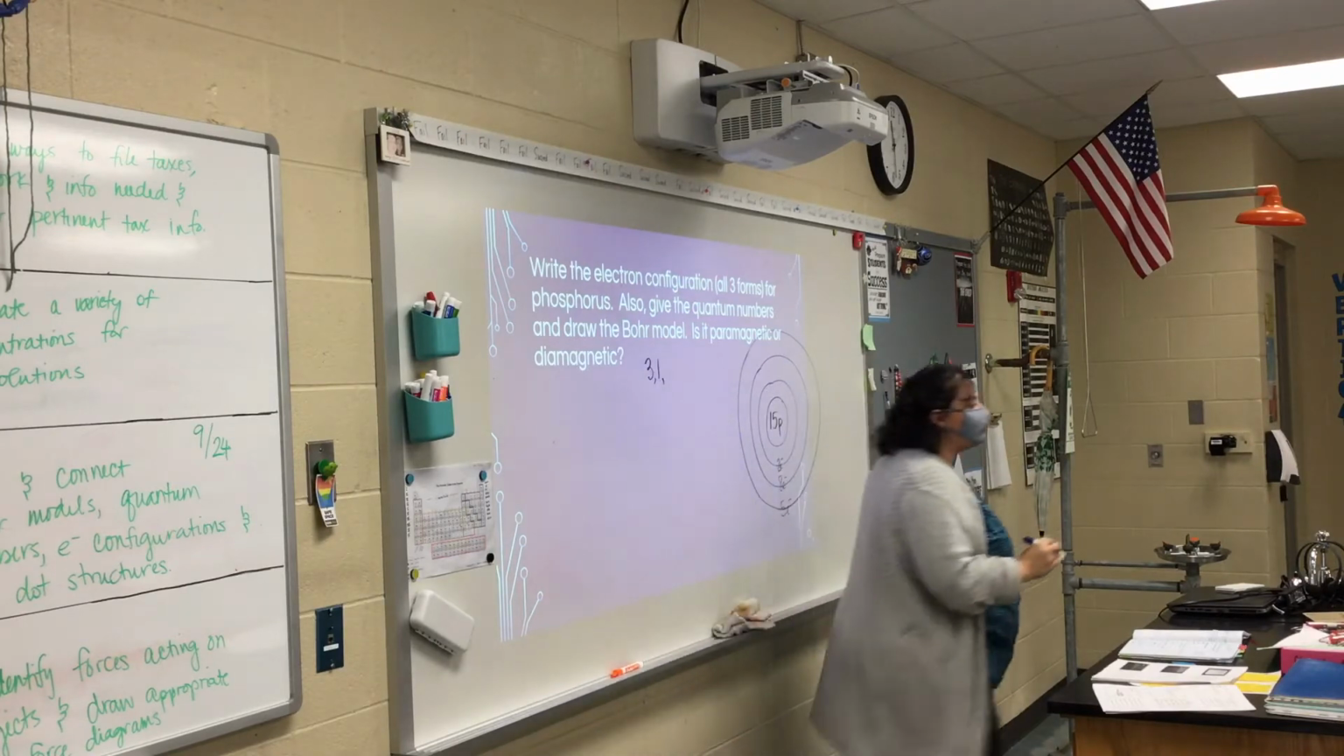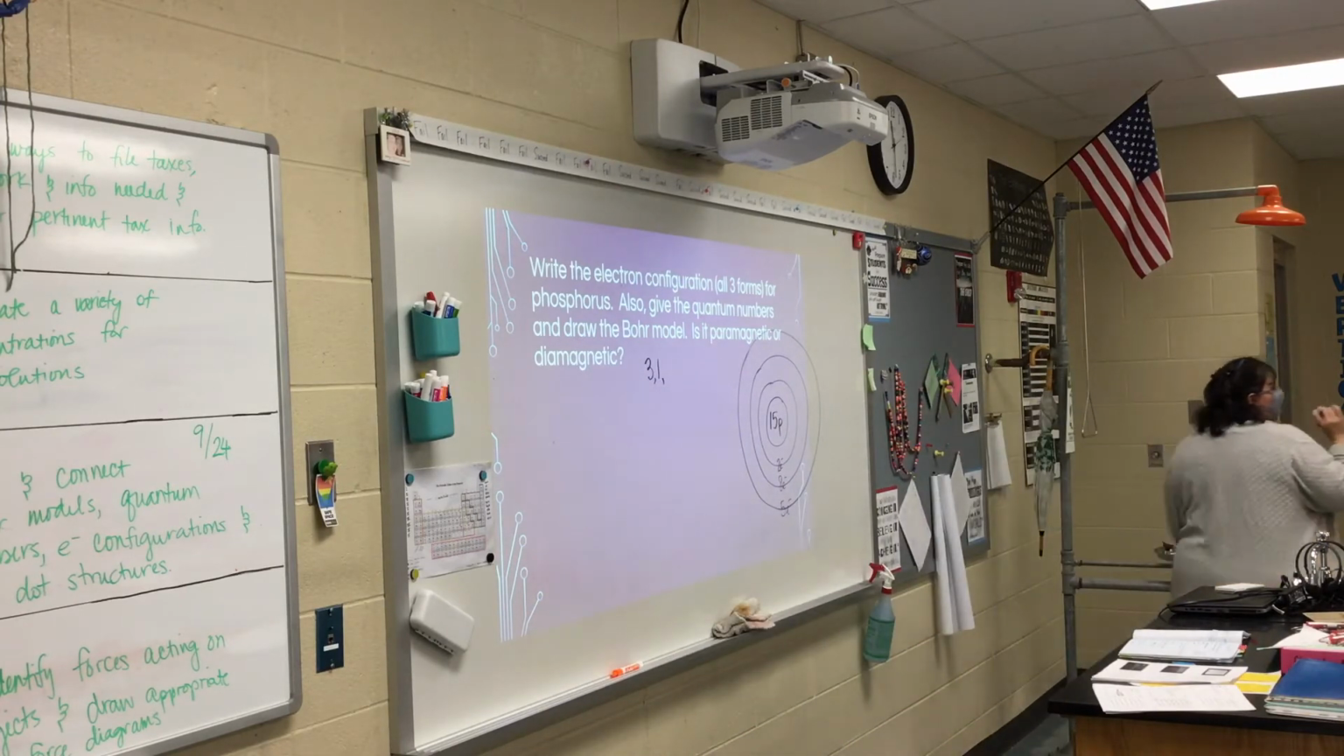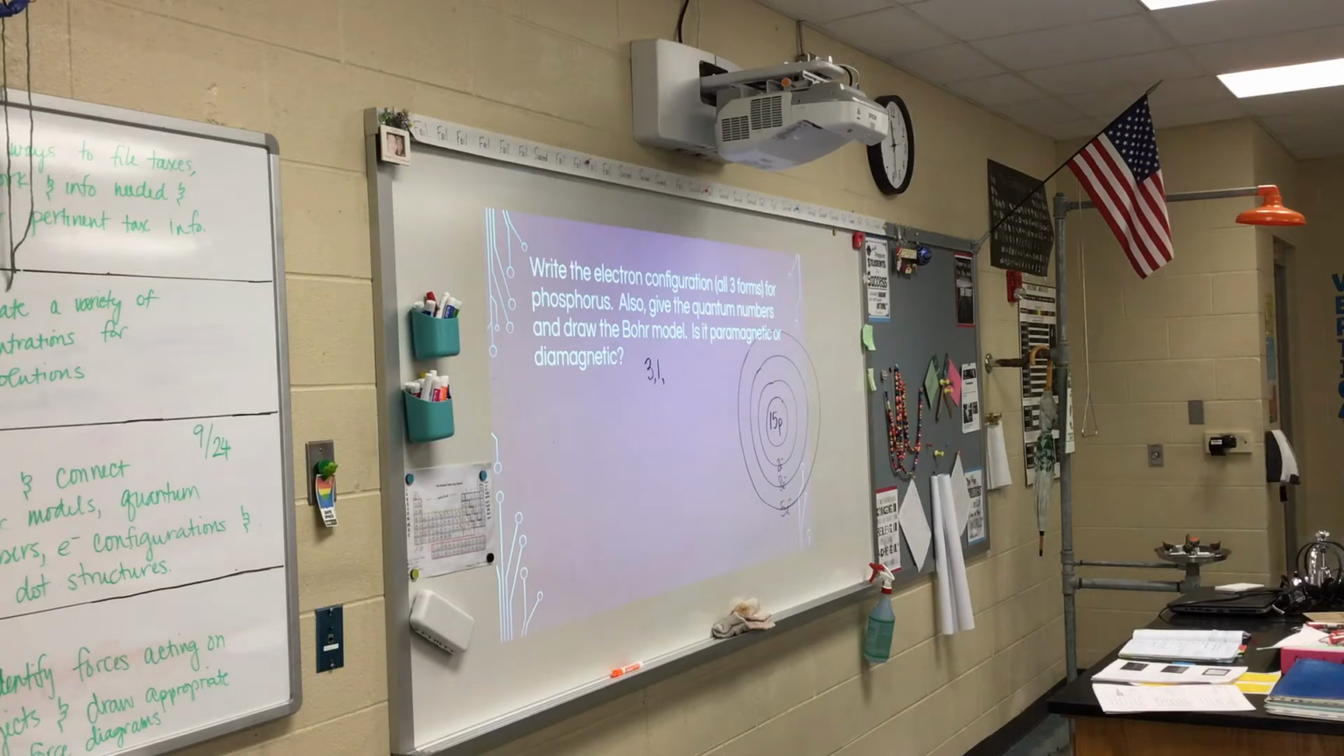Now we have to define M sub L. M sub L is the specific orbital within that set. The M sub L values here are in pink. So what M sub L value does phosphorus have? 1.